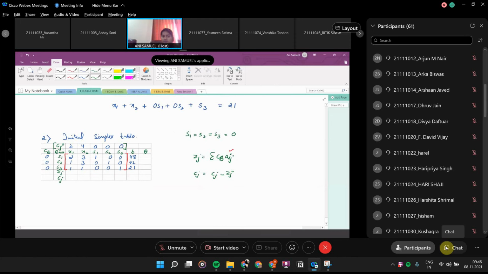Like for the first initial simplex table, all three are 0. So 0 into 2 plus 0 into 1 plus 0 into 1. If I am talking about this, in order to show, I will write CB1 into A11 plus CB2 into A21 plus CB3 into A31. This is for my first Zj, because all three CBs are 0, so this will become 0. All these things are 0 for now.